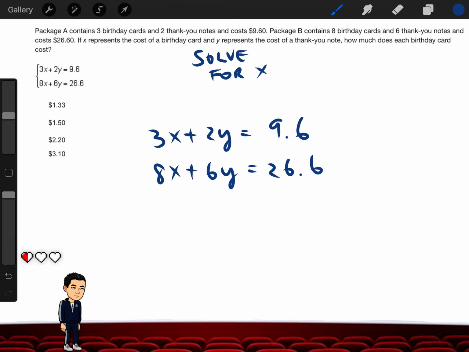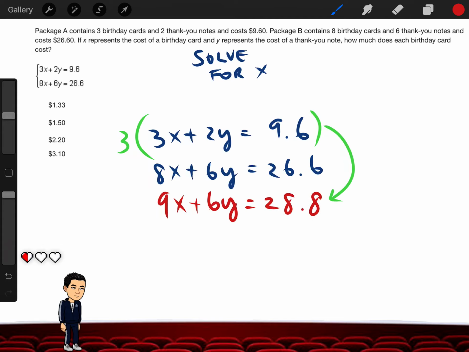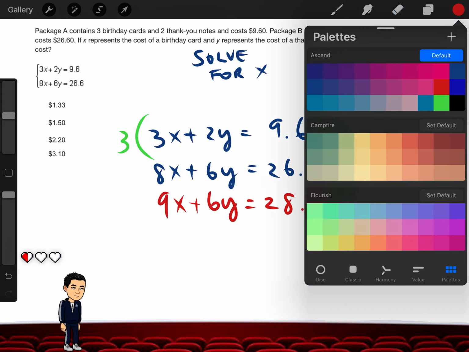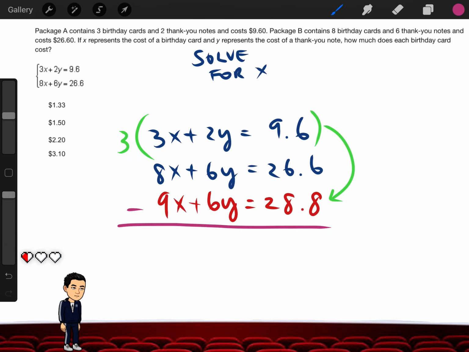Okay, so what you're going to do is I'm going to use the elimination method one more time. So I'm going to multiply by 3. I'm going to write this on the bottom. So it's going to be 9x plus 6y equals, 9.6 times 3. It's going to be 28.8. Okay, wrong color. Okay, subtract one from the other.